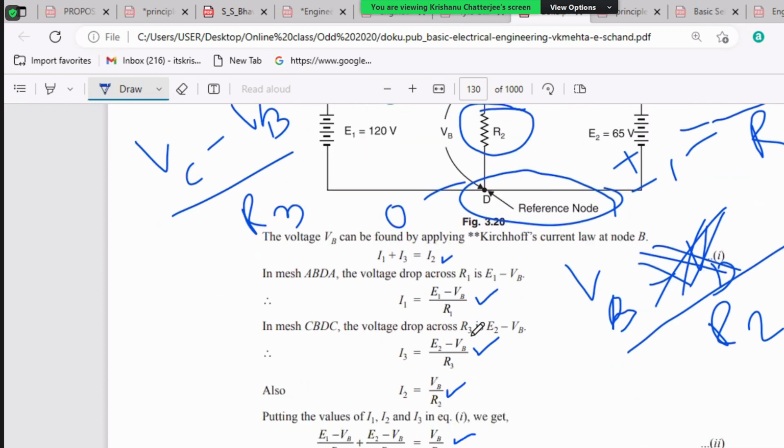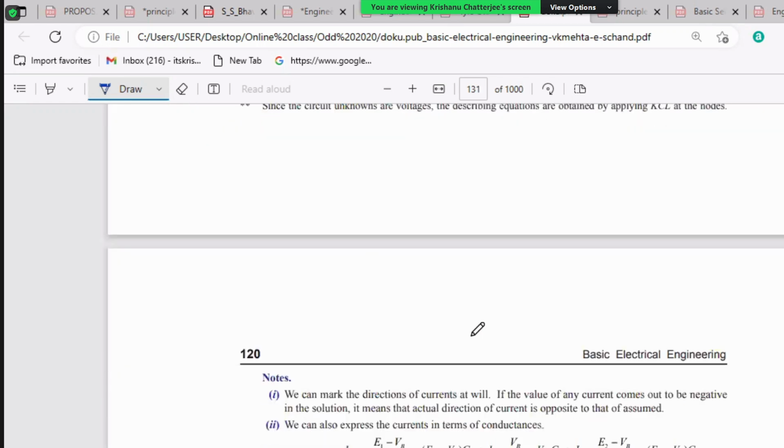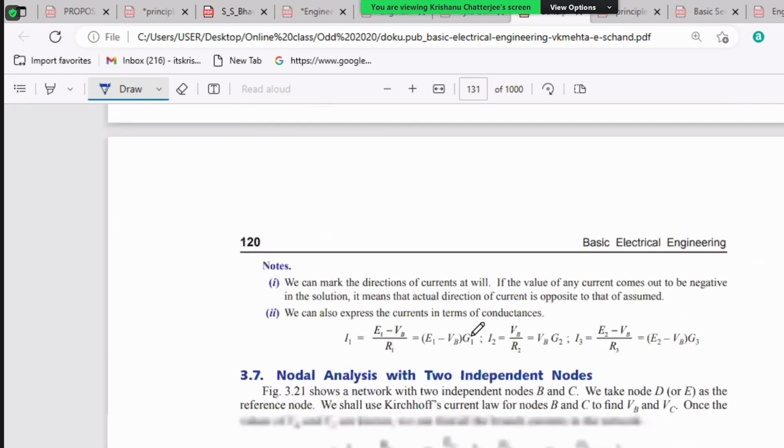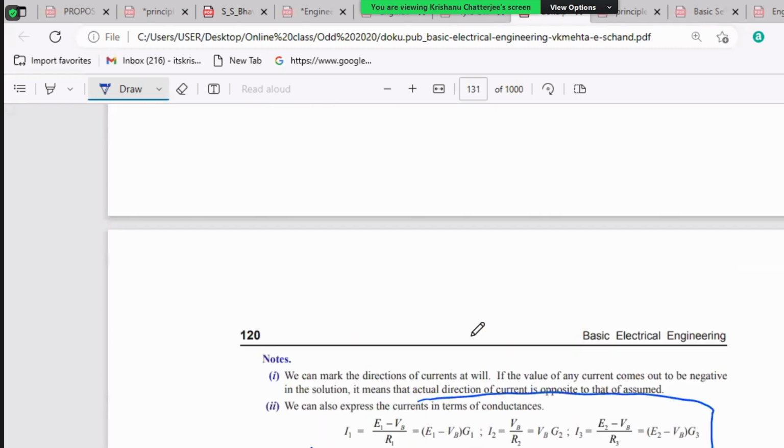So simple thing, the number of independent nodes equals the number of equations we will get. Again, we can write in terms of conductance. Instead of writing R, we can write G. We know 1 by R equals G. G is the conductance. So that means I1 will be E1 minus VB by R1, that is equal to E1 minus VB into G1. I2 will be VB into G2 likewise, and I3 will be E2 minus VB into G3.